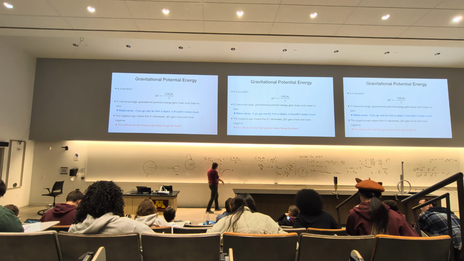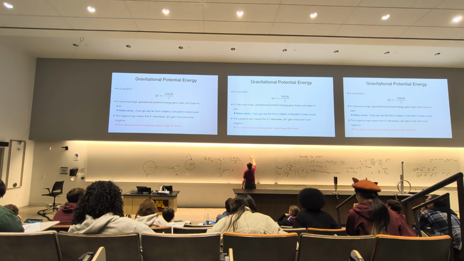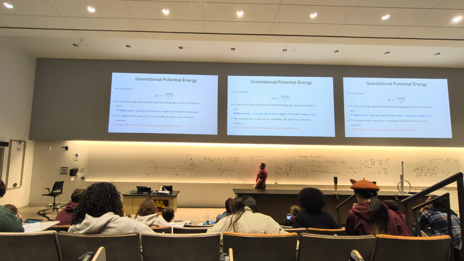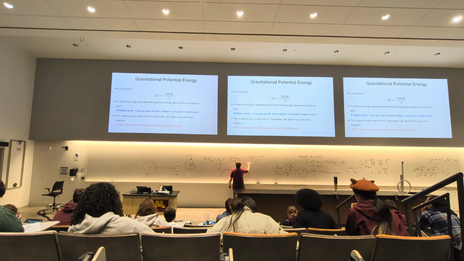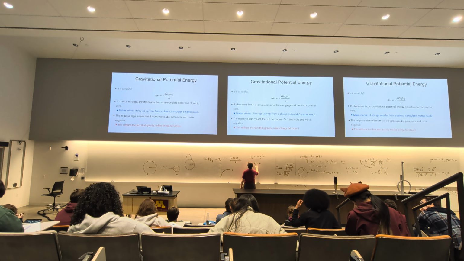Next, another reason why this is sensible is that it better be the case that U of G is approximately equal to mgh, right? Now that does not look like that at all. So how are they related? Well, let's write the distance between the objects as the radius of the Earth plus h. Let's write m1 as the mass of the Earth, and let's write m2 as the mass of an object.